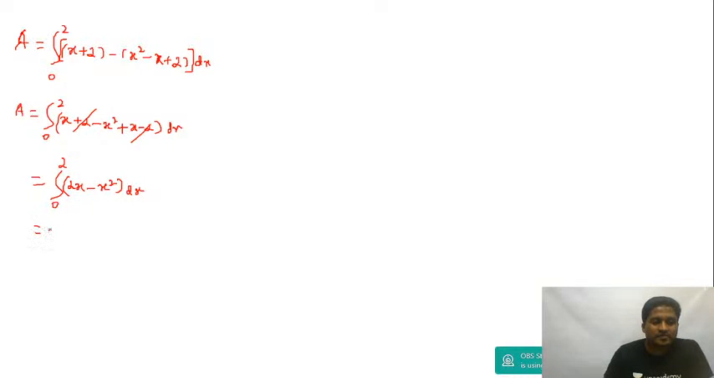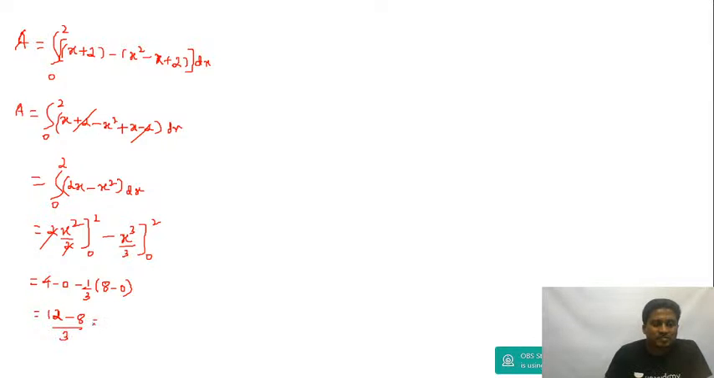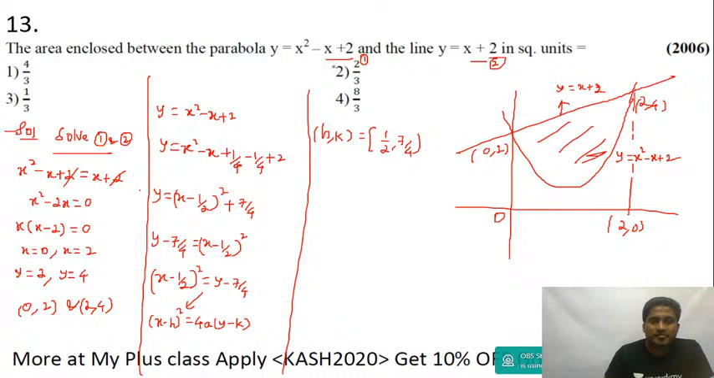2 is a constant, I will keep it as it is. Now we will integrate. Integration of x is x square by 2 between the limits 0 to 2, and integration of x square is x cube by 3, between the limits 0 to 2. The 2 and 2 cancel. Upper limit 2 square is 4, lower limit is 0. Minus 1 by 3, upper limit 2 cube is 8, lower limit is 0. So I get 12 minus 8 divided by 3, which is equal to 4 by 3 square units. The answer will be option A. Okay, yes guys. Let's move to the next question.